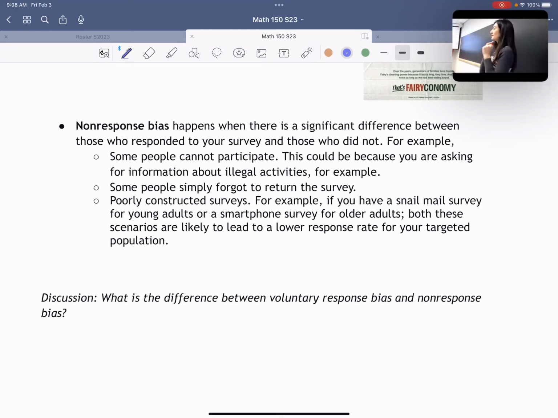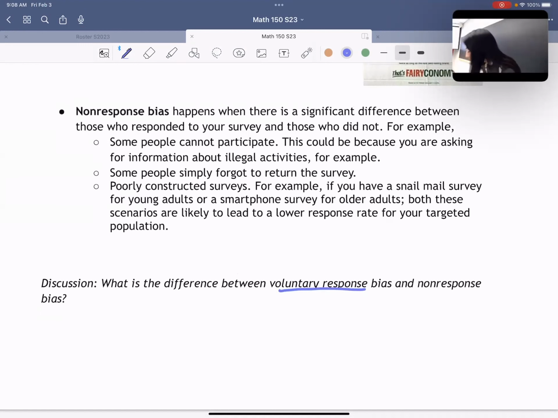Voluntary response is more so people choosing not to respond, because it's just like a general question that they don't feel like answering. Non-response bias means people most of the time literally can't answer it. Perfect. That's literally what I was going to say, right? So what was said is when we have voluntary response bias, people aren't responding, but it's people who choose not to respond because they have an average opinion.